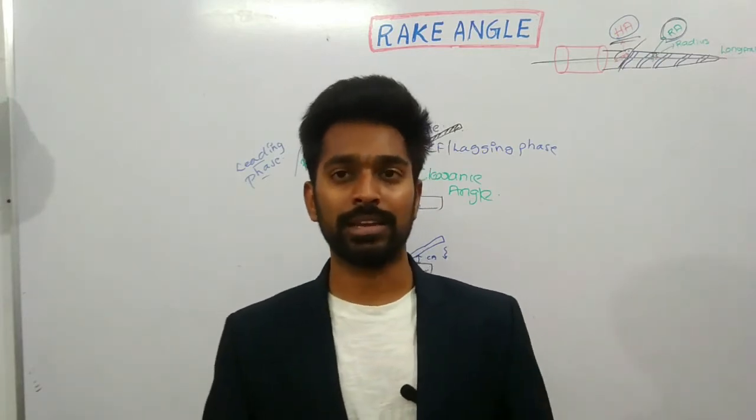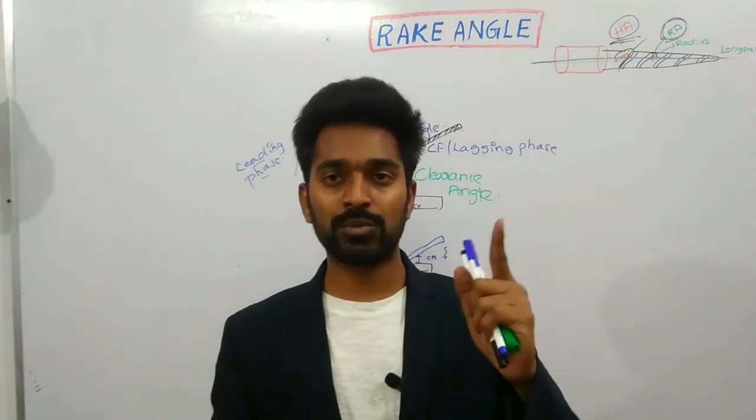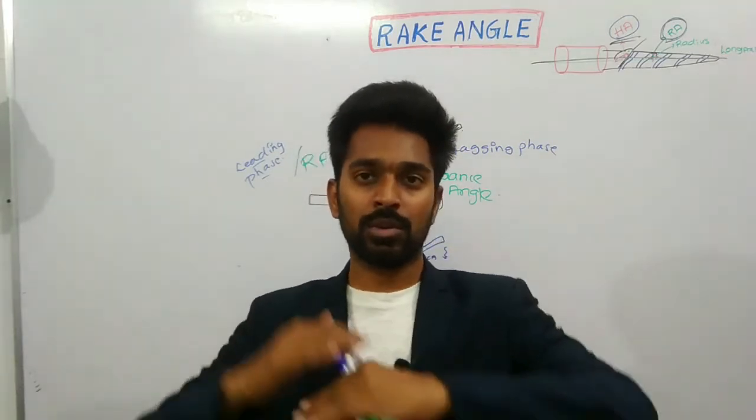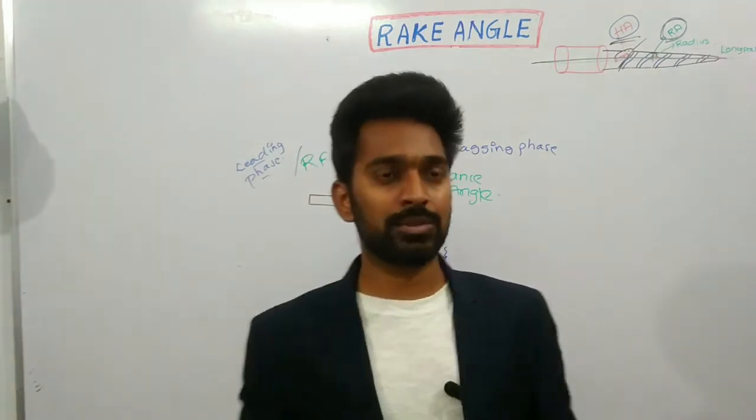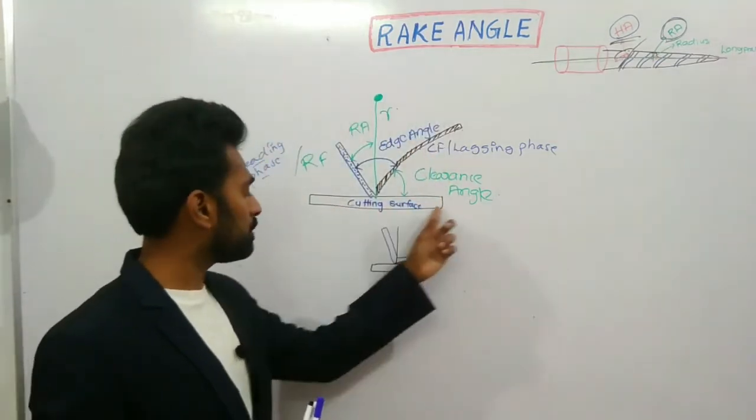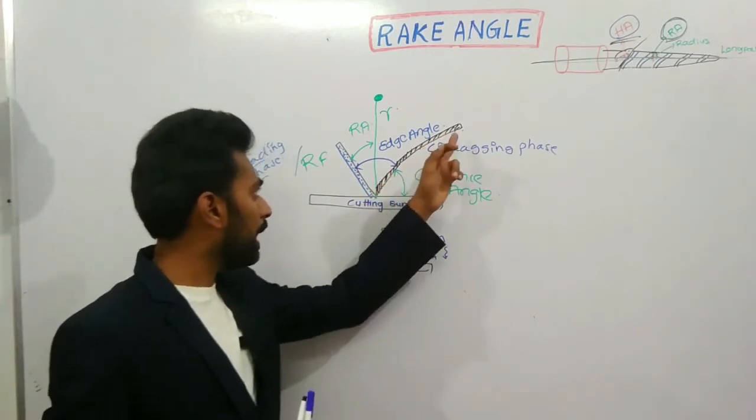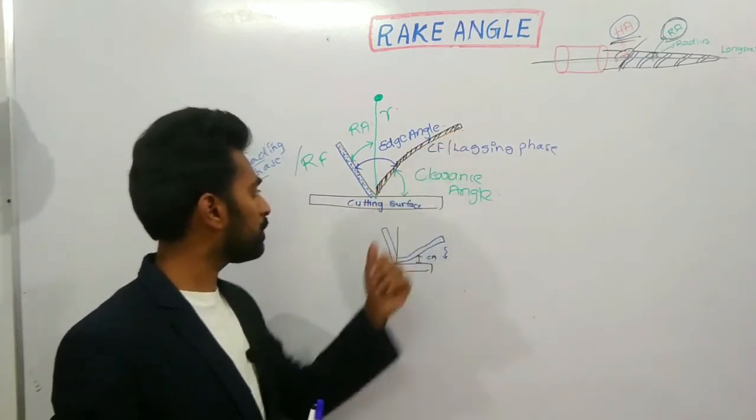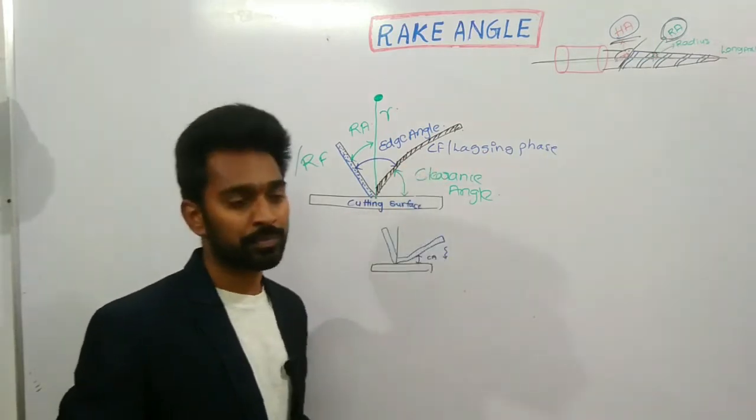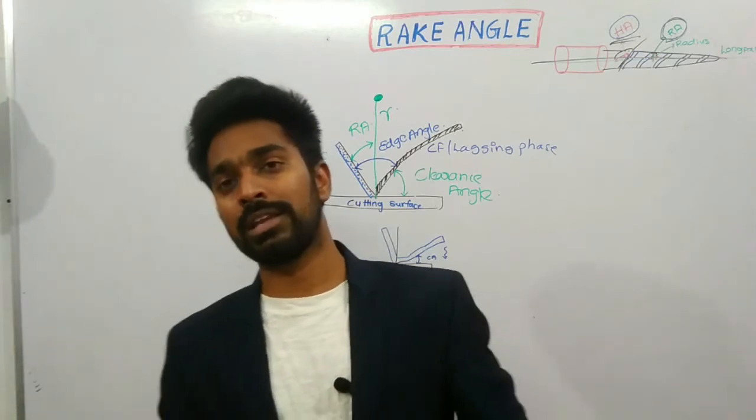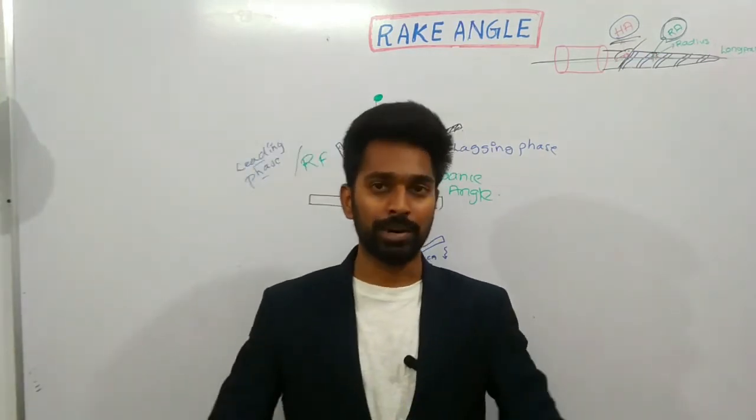What is clearance angle? The angle formed between the clearance face or the lagging face and the cutting surface is called the clearance angle. See, this is a cutting surface. The angle formed by the clearance face with the cutting surface is called a clearance angle. Why is the clearance angle needed in a bur?